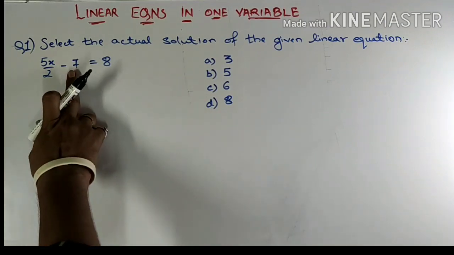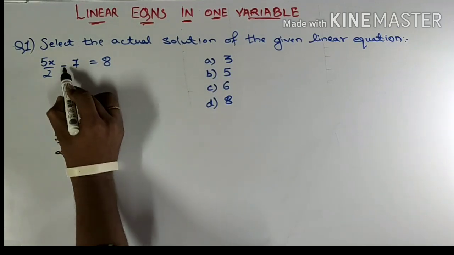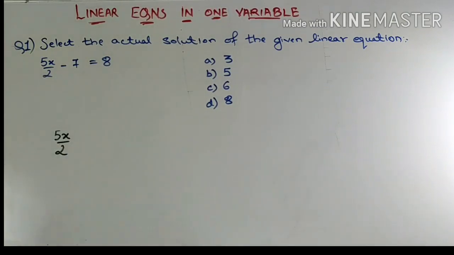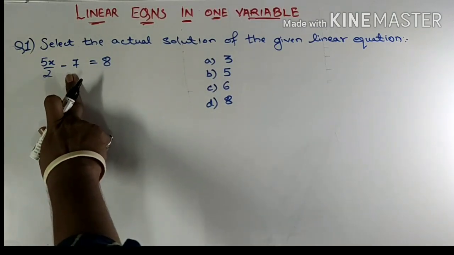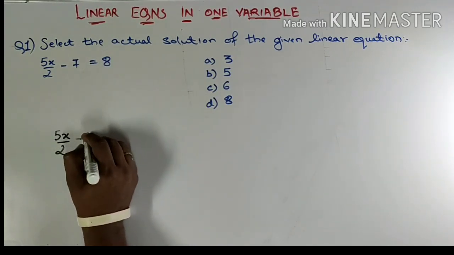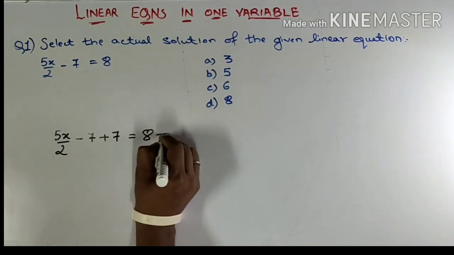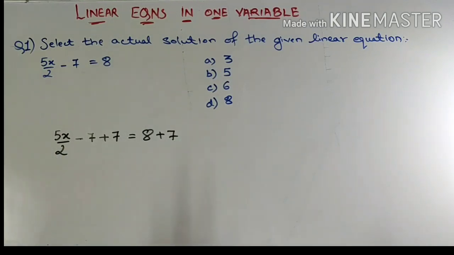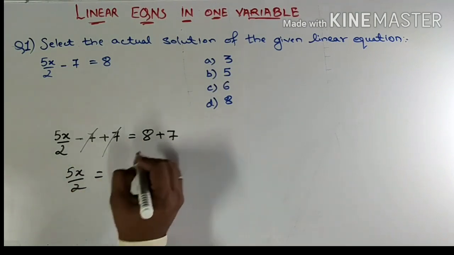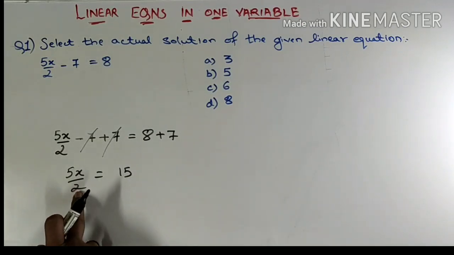First I'll get rid of this 7. So 5x by 2, this is minus 7 over here. If I want to make this minus 7 zero, then you need to add a 7 over here, right? So if I add a 7 on the left hand side, I'll have to add 7 on the other side also. Since it's a very simple sum and the first sum, I'm showing it to you all over here, adding 7 on both the sides. So now the equation stands true, it's balanced. Now the next step would be 8 plus 7, that is 15. I want to get rid of this 5 by 2.